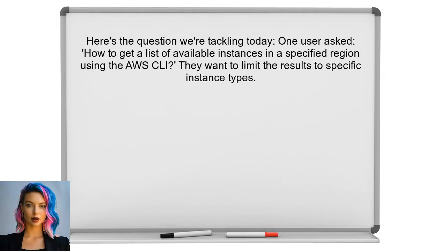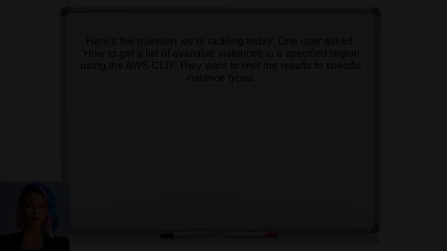Here's the question we're tackling today. One user asked how to get a list of available instances in a specified region using the AWS CLI. They want to limit the results to specific instance types. Sound familiar? Let's break it down.